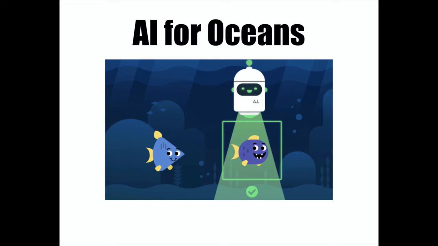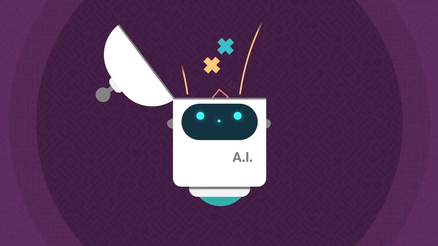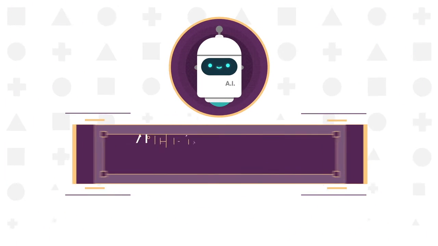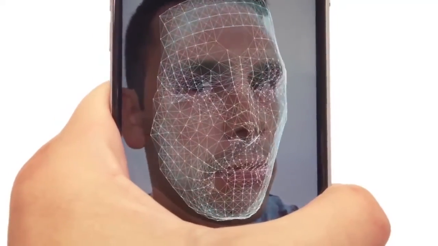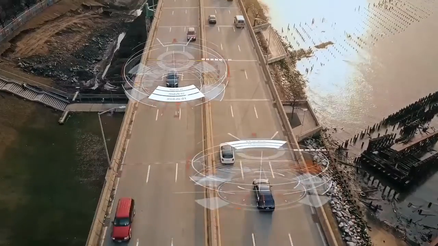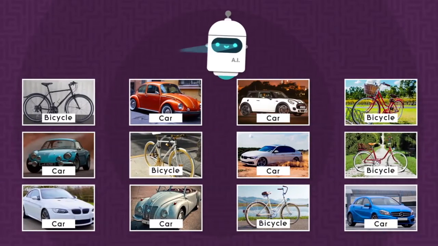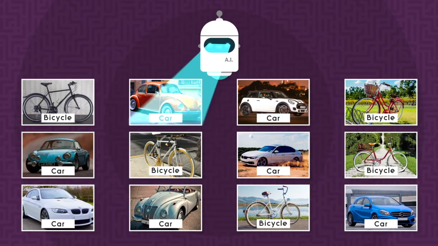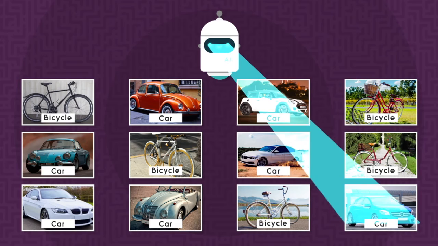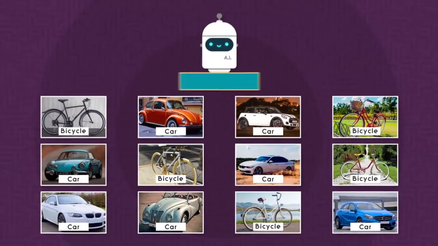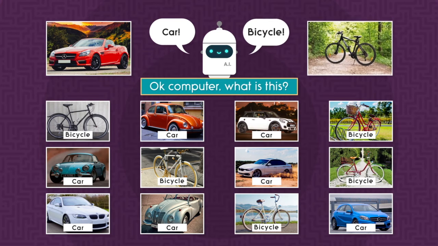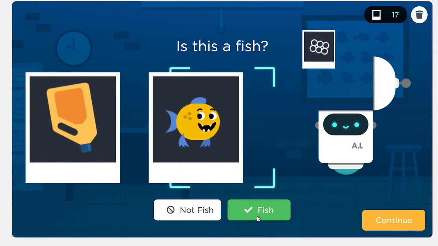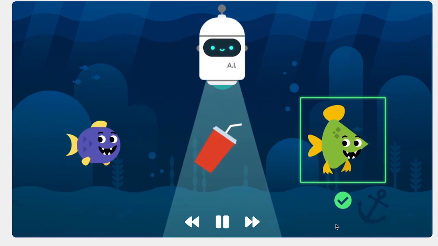And your final choice is called AI for Oceans. AI is artificial intelligence. This is where you train a computer program with what something is or what something is not, and it will begin to identify the things that you've trained it about. You are going to be training your AI robot to look for fish or trash to solve the world's problems. So as you train it, it will get better at deciding what is a fish and what is trash.